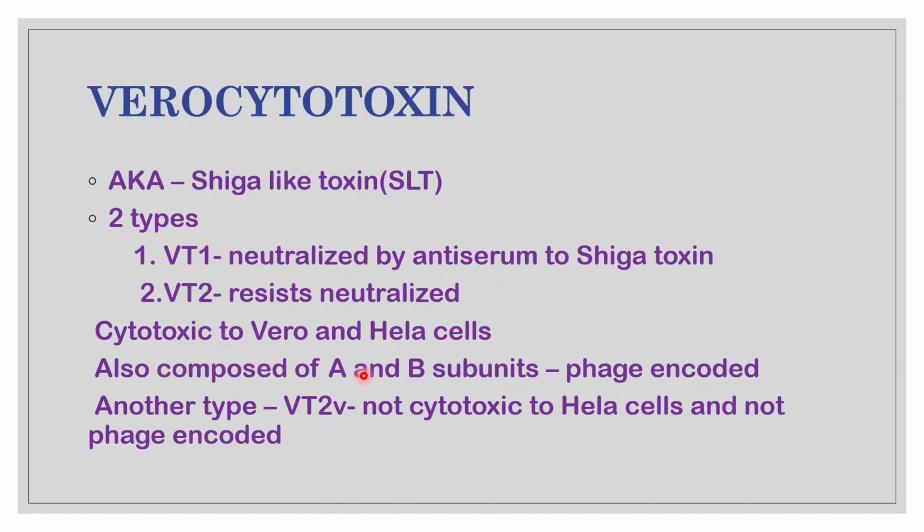Cytotoxic to Vero and HeLa cells, and they are also composed of A and B subunits, which are phage encoded. So sometimes there's also another type of verocytotoxin known as VT2v, which is not cytotoxic to HeLa cells and is not phage encoded. So this is the only difference between VT2v and the other VT types.